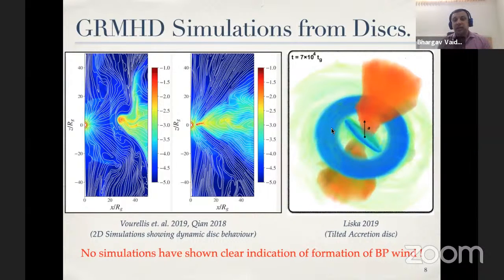People have also studied three-dimensional calculations with a tilted accretion disk, especially Matt Liska and colleagues, where you can see some sort of wiggling structure in the jets because of the tilted accretion disk. But this is mainly focusing on the Blandford-Znajek jet in general. Up till now, no GRMHD simulations have shown the existence of a classical Blandford-Payne disk wind.